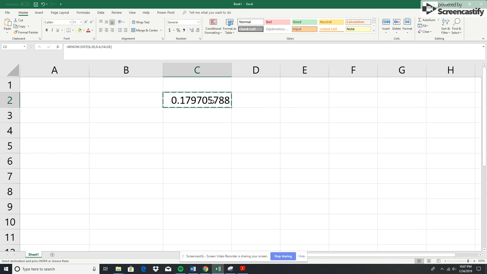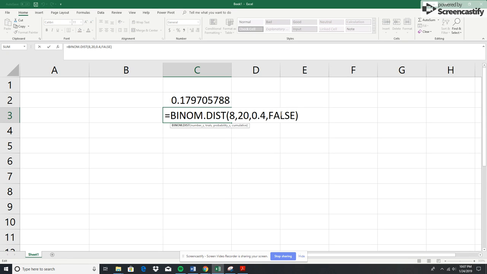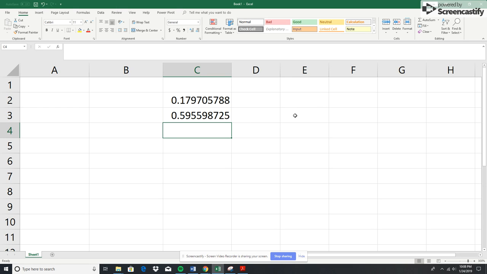Now, if I make one change here, I'm just going to copy that into the next cell. I'm going to switch the false to true. Now it's going to give me the probability of getting 0, 1, 2, 3, 4, 5, 6, 7, or 8. So that's going to be larger than 0.1797. And indeed, it comes out to be larger.